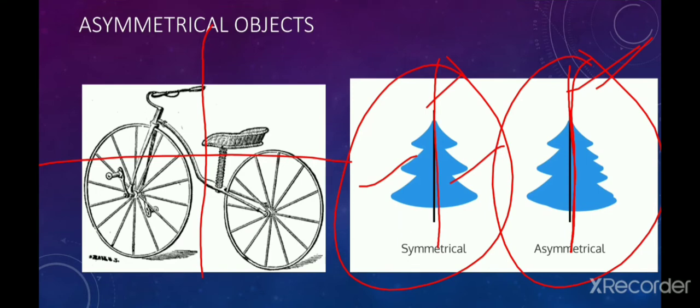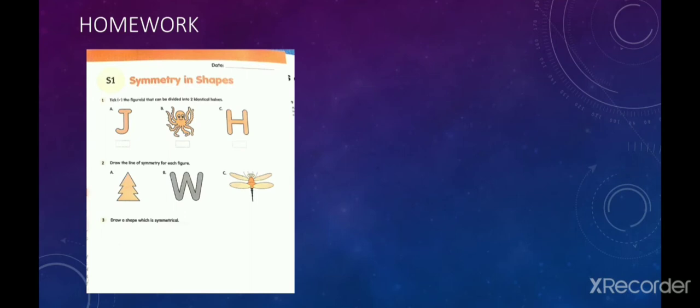So I hope now you can easily look at any shape and identify whether the picture or any object is symmetrical in shape or not. Or if it is symmetrical, then you would be able to draw the line of symmetry, right? Now coming to the next, your homework, which is symmetry in shape, that is S1. Try it yourself and let me know if you face any problem.